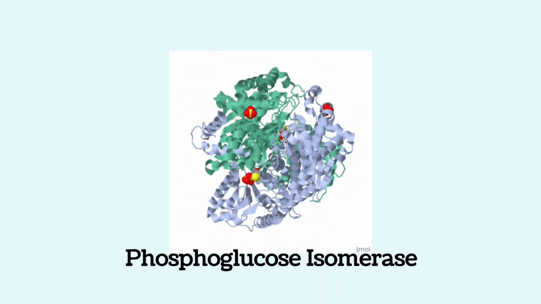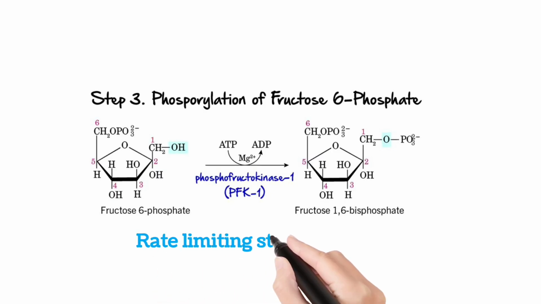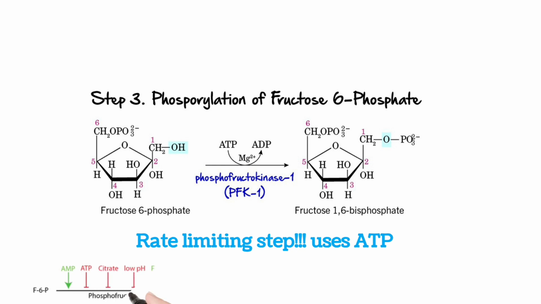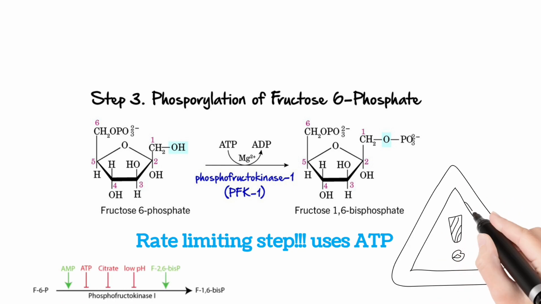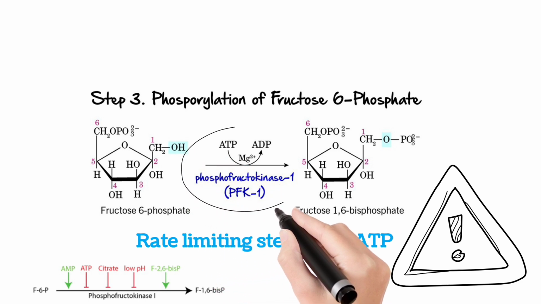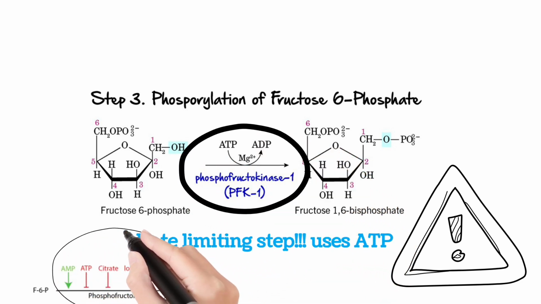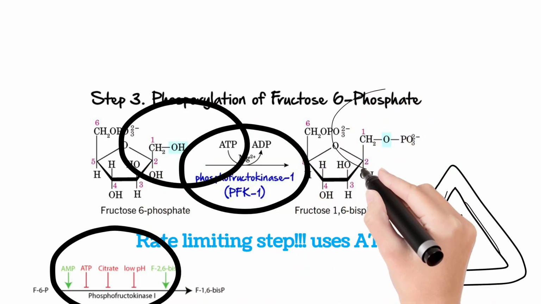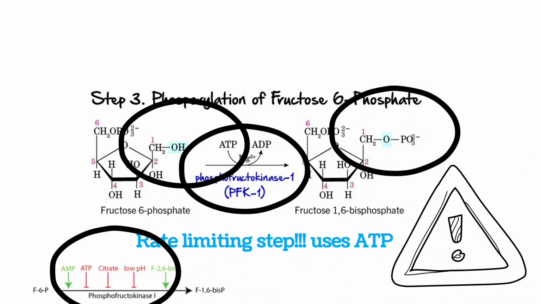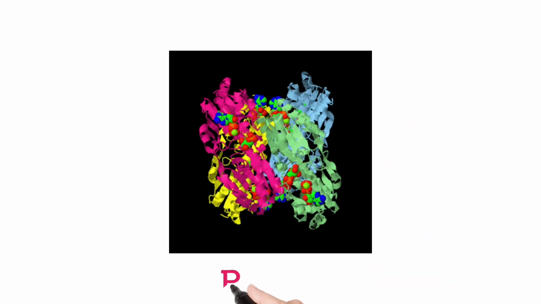Now in the next step, phosphorylation of fructose 6-phosphate takes place with the help of enzyme phosphofructokinase 1. So this is the rate limiting step. Why is this the rate limiting step? Because here glycolysis is committed to make pyruvate, and this is inhibited by ATP, citrate and low pH, and activated by AMP and fructose 2,6-bisphosphate. Now in the next step, we can see this is the structure of the phosphofructokinase 1.